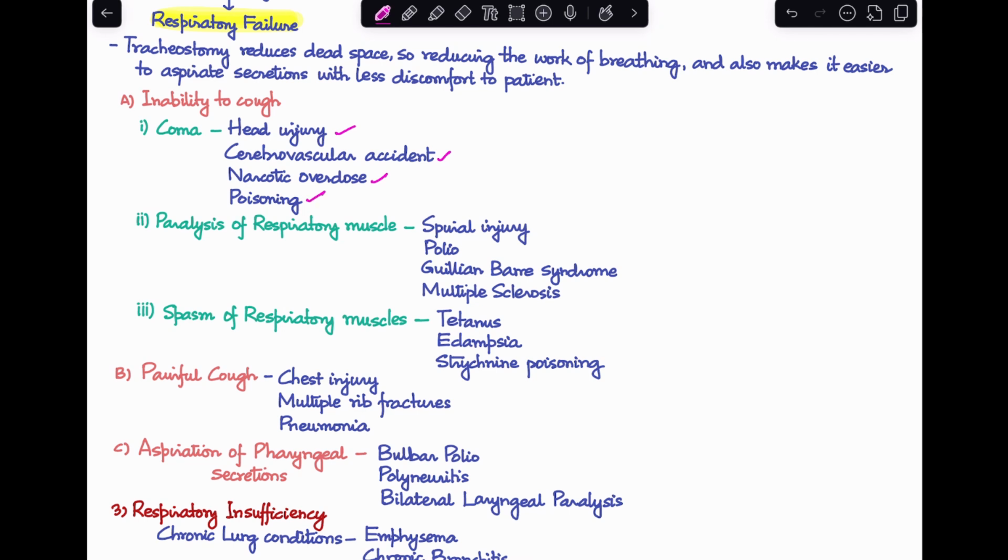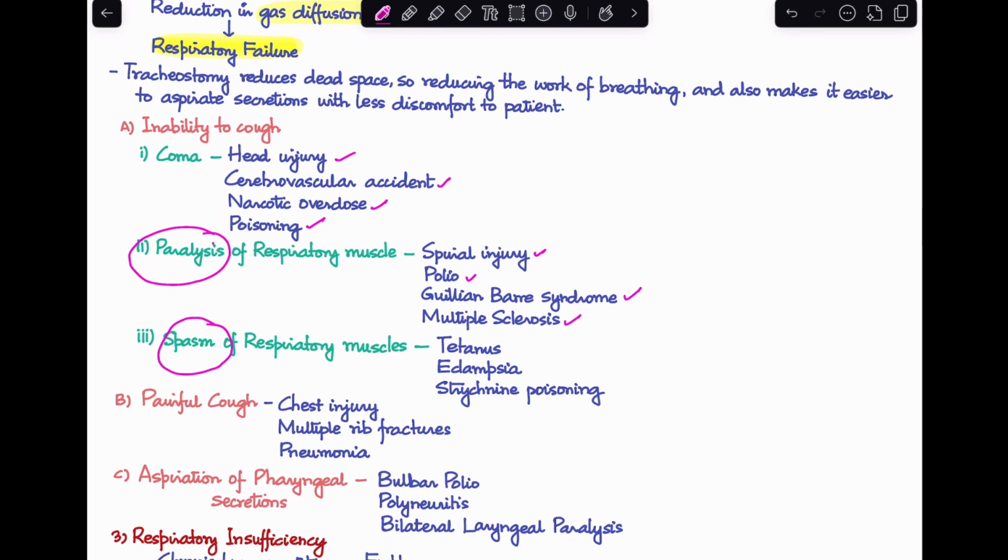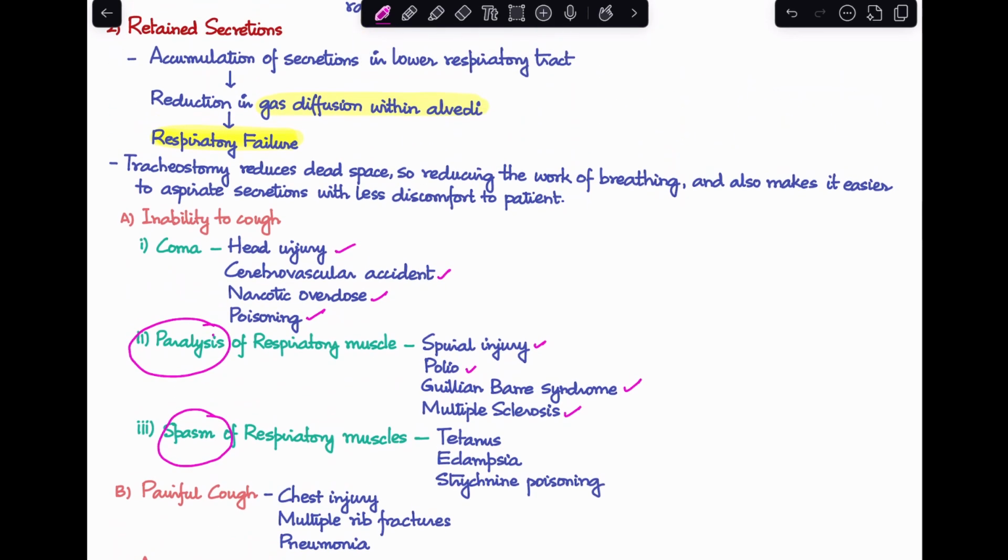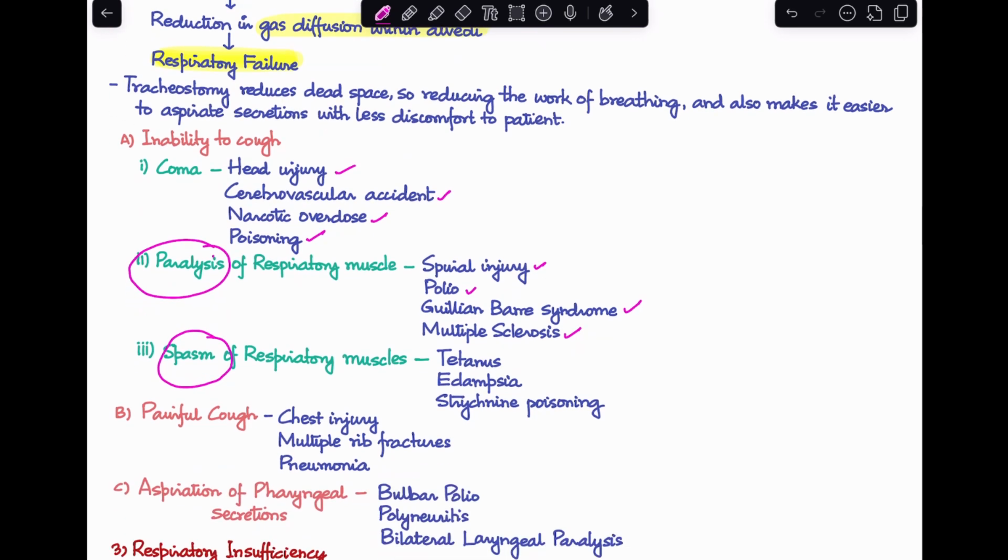Inability to cough can also be because of the paralysis of respiratory muscles, which can be seen in any kind of spinal injury or polio or GB syndrome, also known as Guillain Barre syndrome, or multiple sclerosis. And thirdly, the patient can have inability to cough also because of any spasm of respiratory muscle, which can be seen in tetanus, eclampsia, and strychnine poisoning. So, these are all the causes for when the patient is unable to cough, thereby leading to retained secretion.